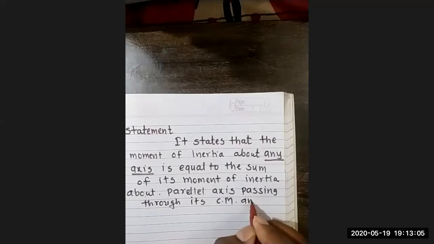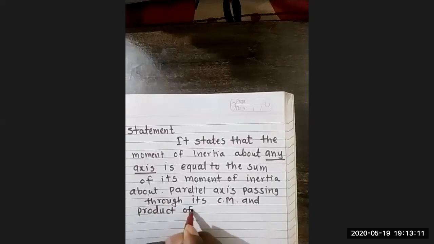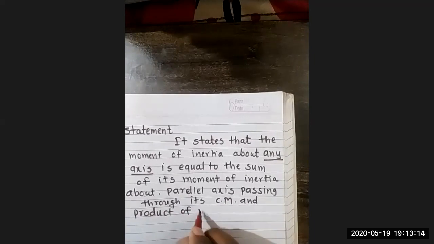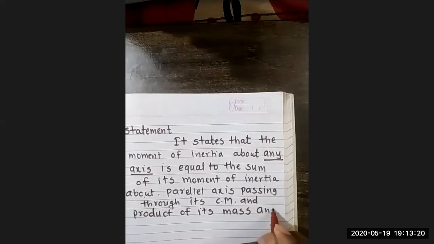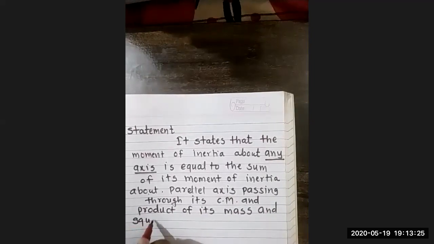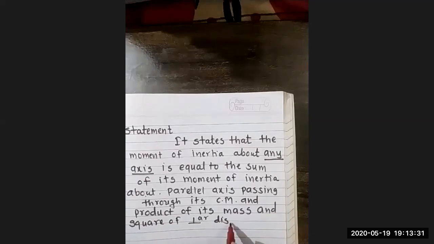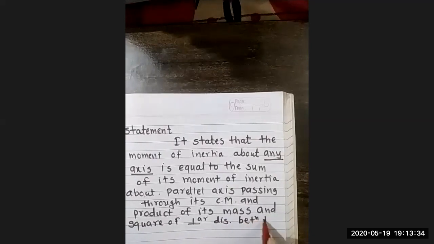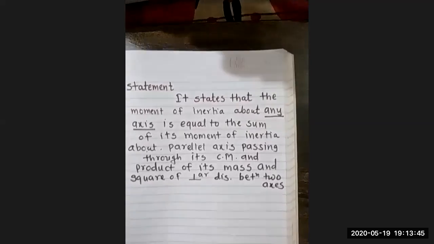and the product of its mass and the square of the perpendicular distance between the two axes. So this is nothing but a statement of that particular theorem. What exactly does this theorem state? What exactly does this theorem mean?